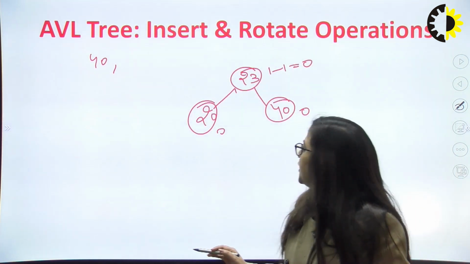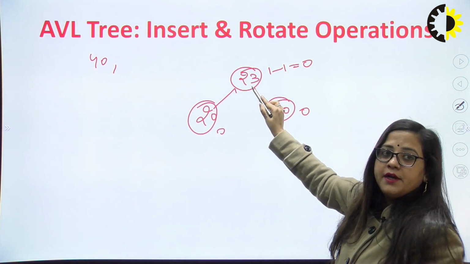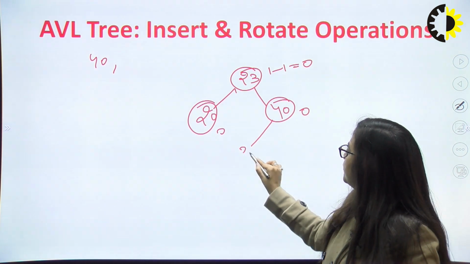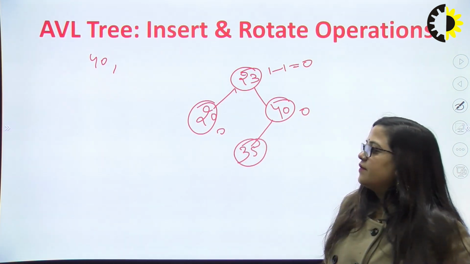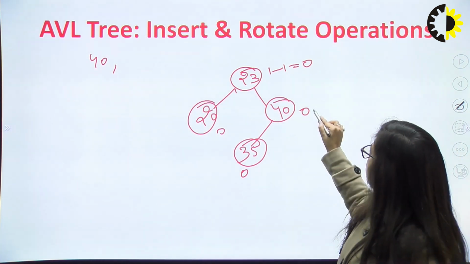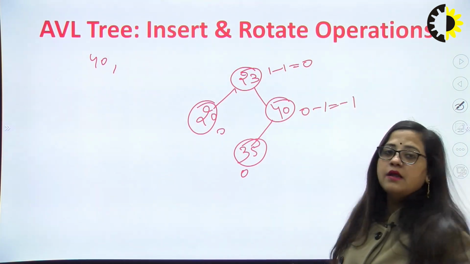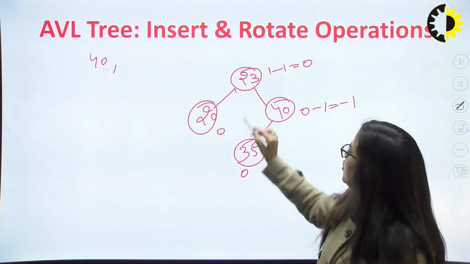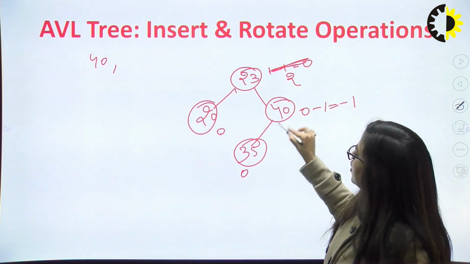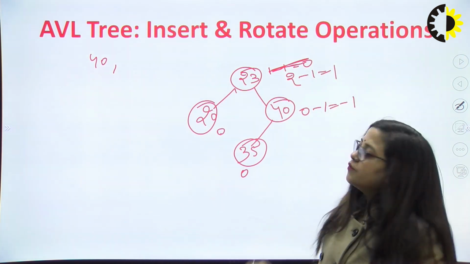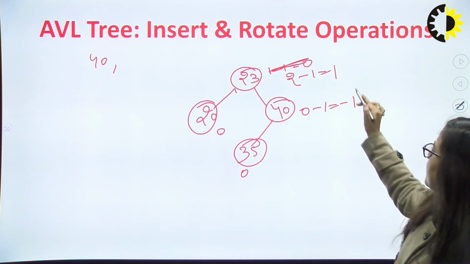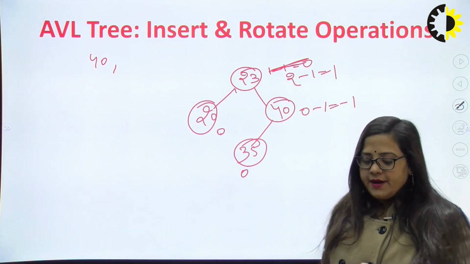35 is greater than 23, so it comes here and now comes to 35. Now check again. There is 0, no need for this. Here 0 minus 1 equals -1, again no need. Here it is 0 and 2, 2 minus 1 is 1. So it is easily inserted, no change, because the balance factor is 1, 0 and -1.